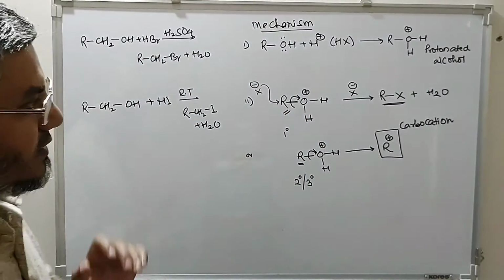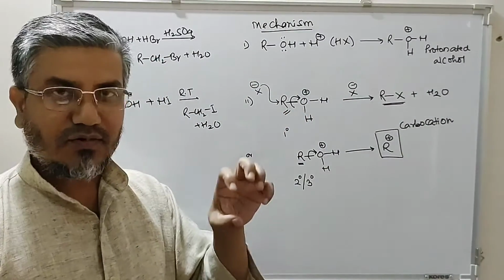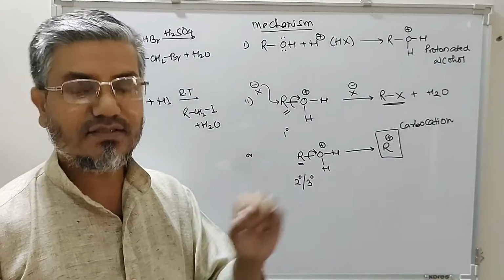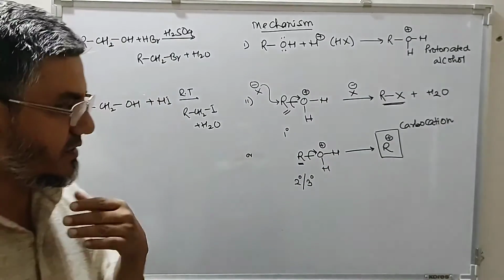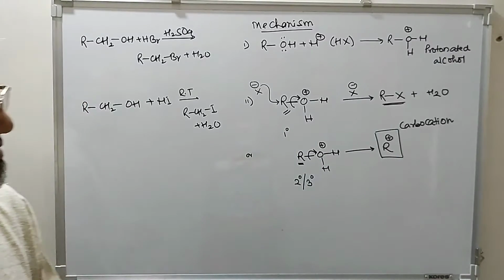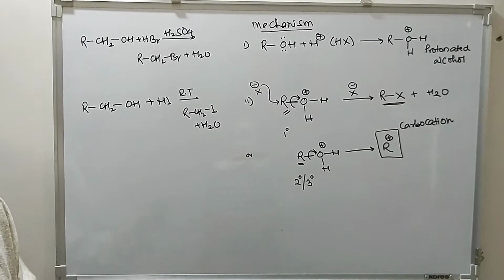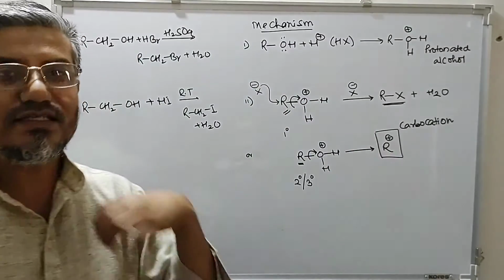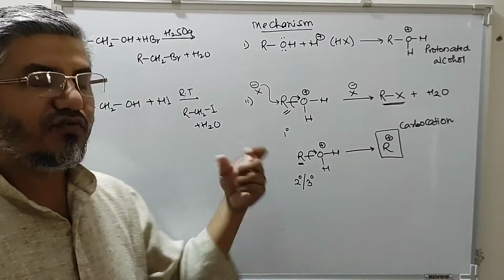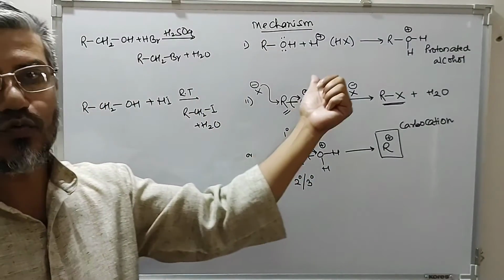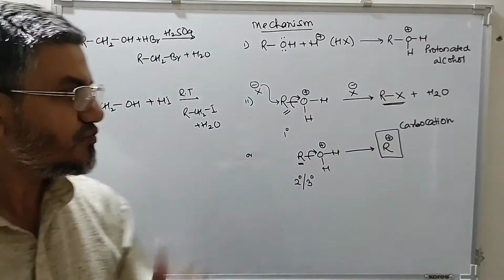So carbocation stability says tertiary carbocation is the most stable and methyl is the least stable. So the stability order says tertiary, secondary, primary and methyl. Now since tertiary carbocation is the most stable, this cation formation will be the easiest way to prepare from tertiary alcohol, and that was the reason why tertiary alcohol was the most reactive.